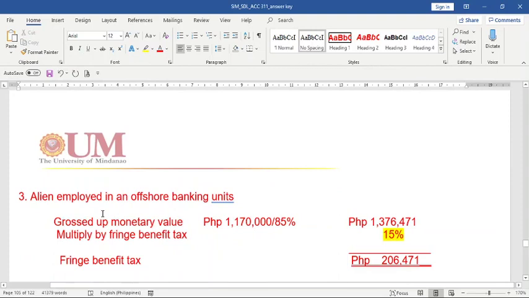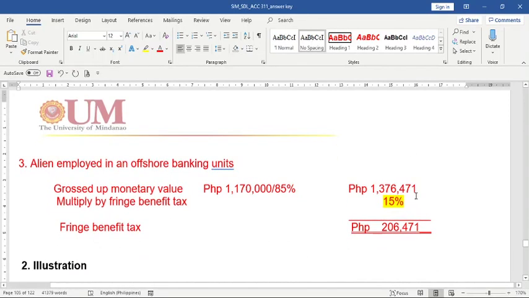For an alien employed in an offshore banking unit, our gross up monetary value is 1,170,000 divided by 85%. How do we get the 85%? 100% minus 15%, because that is our fringe benefit tax. So our gross up monetary value is 1,376,471. Let us calculate: 1,170,000 divided by 0.85. And then multiply with our fringe benefit tax, 15%. So our fringe benefit tax is 206,471.